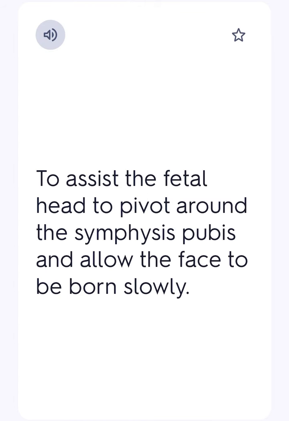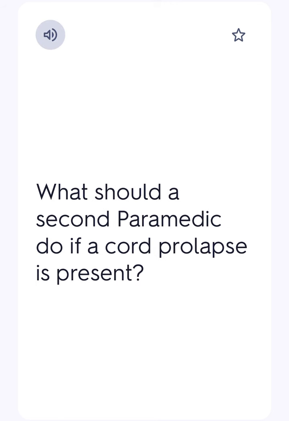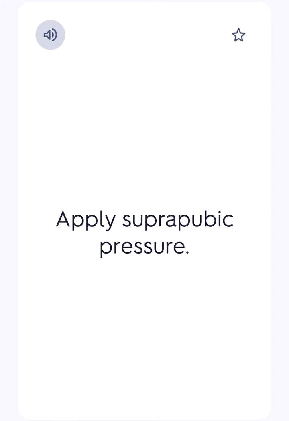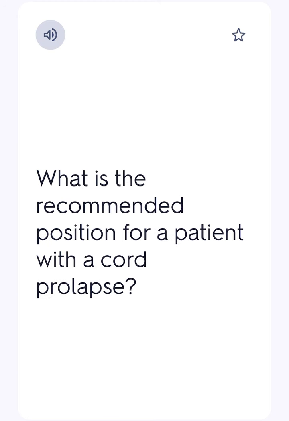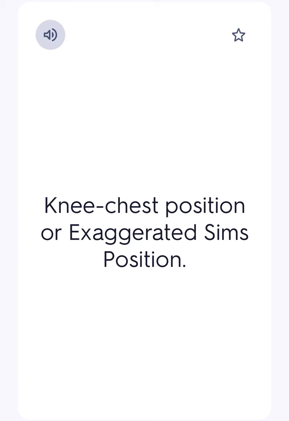To assist the fetal head to pivot around the symphysis pubis, and allow the face to be born slowly. What should a second paramedic do if a cord prolapse is present? Apply suprapubic pressure. What is the recommended position for a patient with a cord prolapse? Knee chest position or exaggerated Sims position.